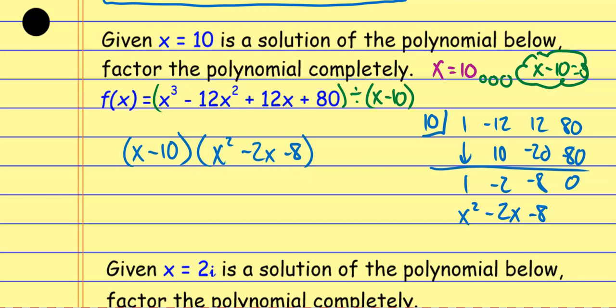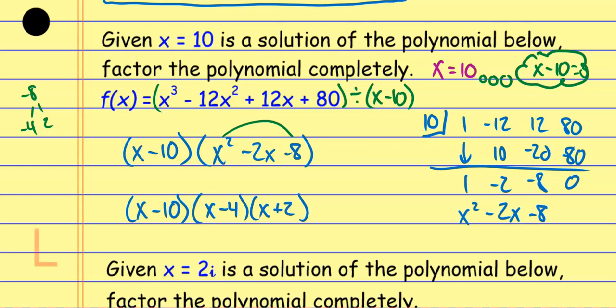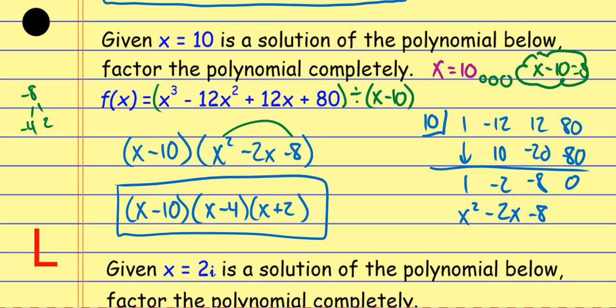Okay? So now I have this partially factored form. I just continue to factor what I have here. This one, I build a bridge. Two numbers that multiply to a negative 8 but add to a negative 2 are going to be a negative 4 and a positive 2. I can even use my shortcut on this thing because there's a 1 out front. So I can go right to this, x minus 10 times x minus 4 times x plus 2. And that's it. Okay, now this thing is factored completely.